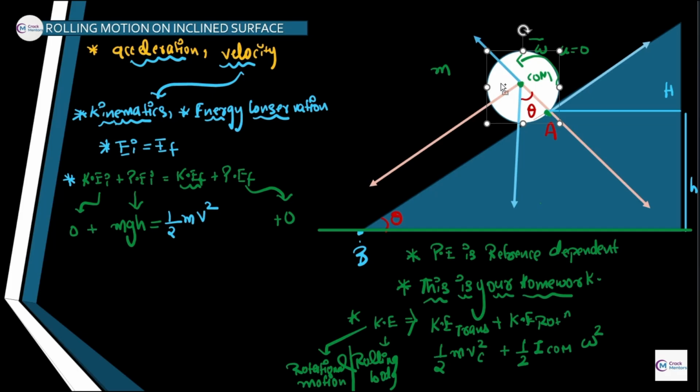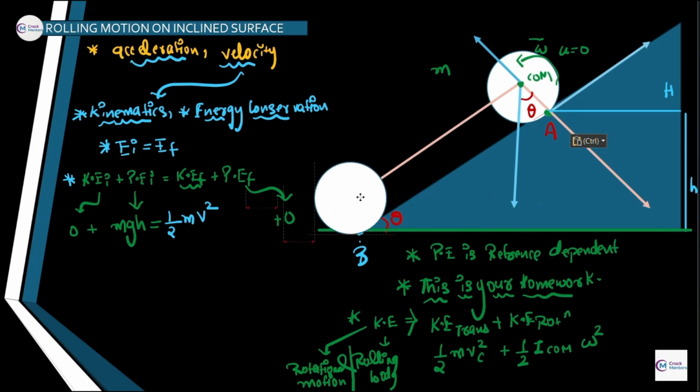About this point, it must have attained some velocity, so it is plus half m v square, and it must also have some omega. What is the moment of inertia about the center of mass? It is equal to m k square, into omega square. After solving this, what are we going to observe?